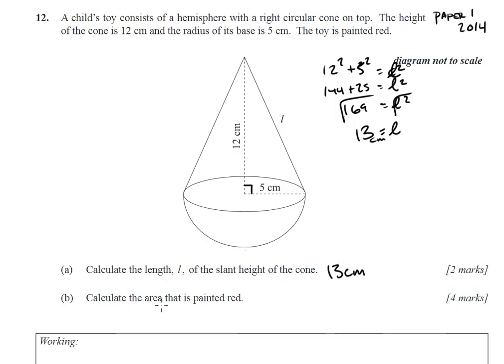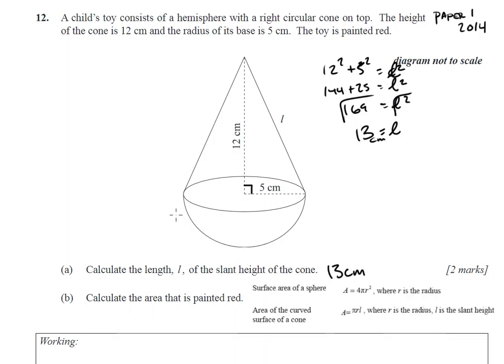Okay, Part B. Obviously, you'd want to do this working down in here so that you can get credit. I'm just showing it up here because there's not enough room down here. Calculate the area that's painted red. So we want the surface area of the cone and the surface area of this hemisphere. So we need the formulas for that.